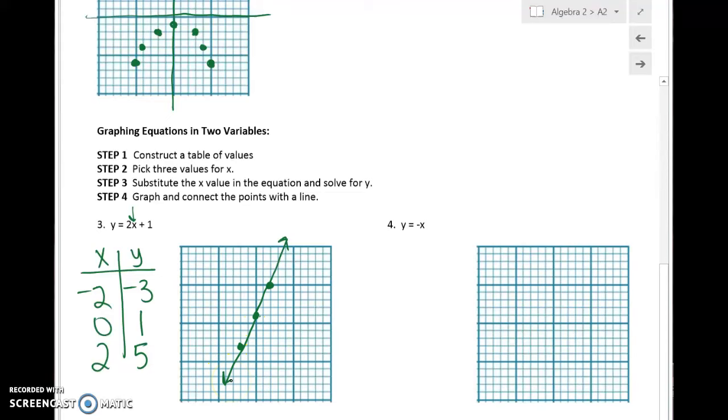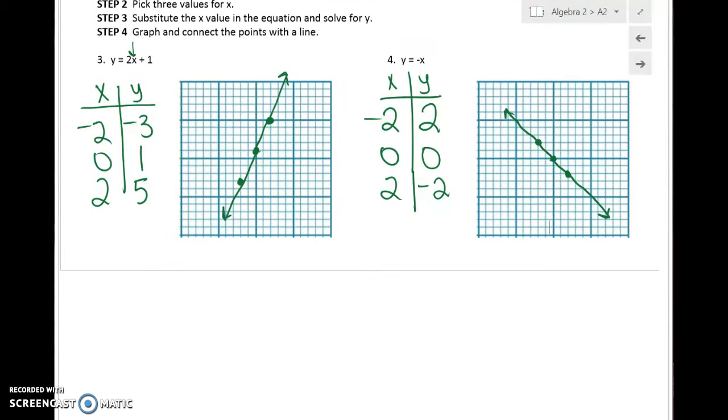Okay, the next one, y equals -x. This one's a little bit weird. I'm still going to choose -2, 0, and 2. I feel like those are some good points to try. If I plug in -2, what is -(-2)? 2. If I plug in 0, what is -0? 0. And what is -2? -2. Plot those points. Okay, how are you doing on the graph so far? Good. Turn to the next page.